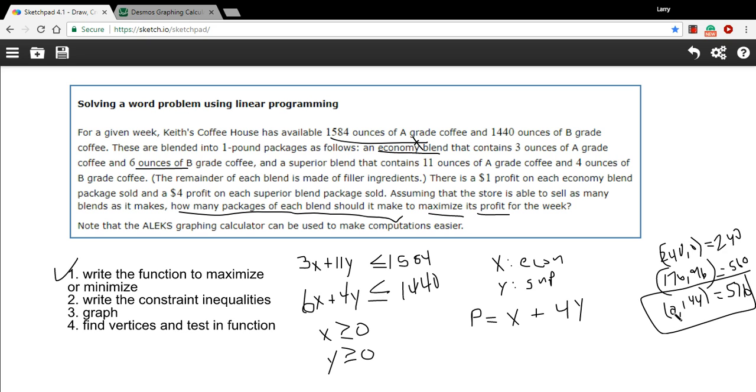What this tells us is that we should make 0 economy packages. We should make all superior blend packages, and we should make 144 of those. So it asked us how many packages of each we should make to maximize the profit, and this is our answer. So that is a little bit of work with solving a word problem using linear programming.